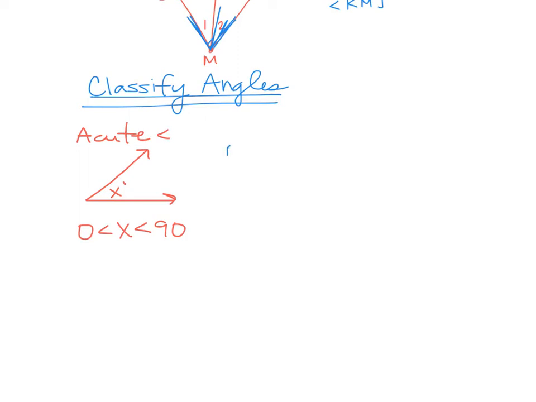Can anyone tell me this one? That is a right angle, okay? What do we know about a right angle? How many degrees is it? It's 90. Okay, so a right angle will always be 90 degrees.